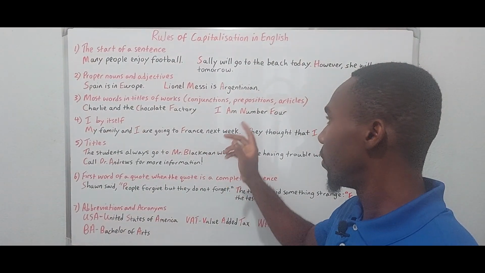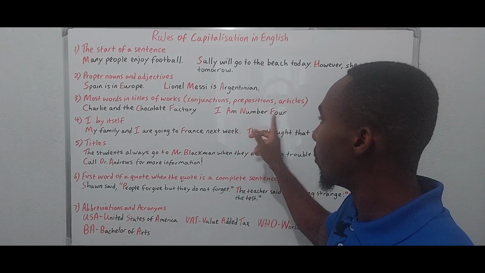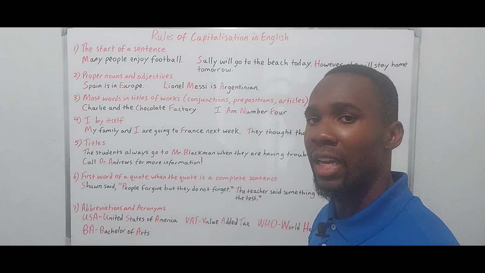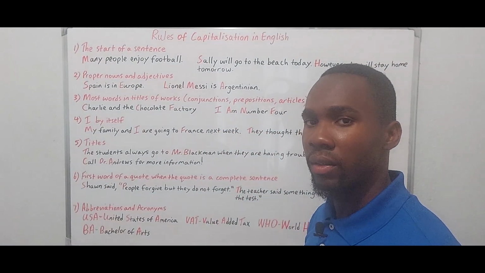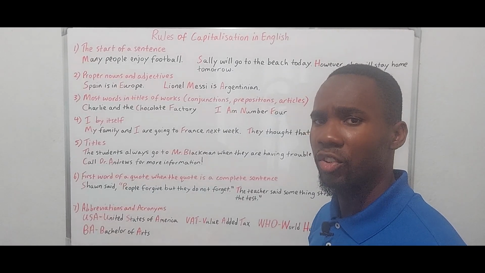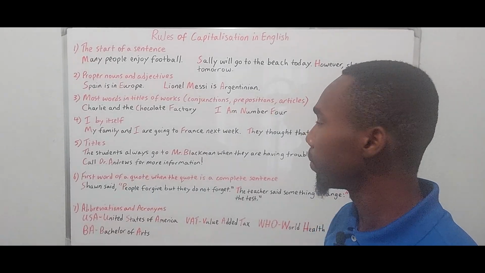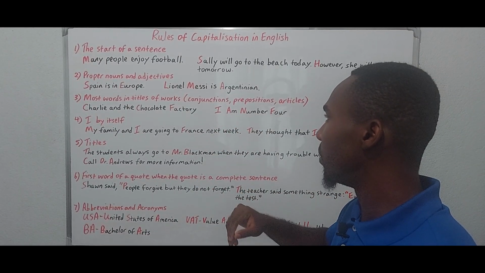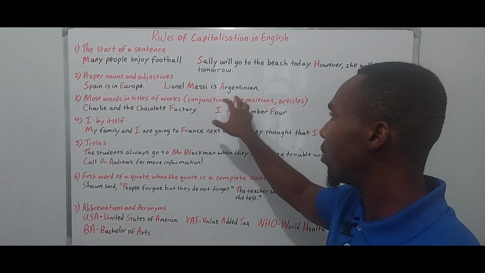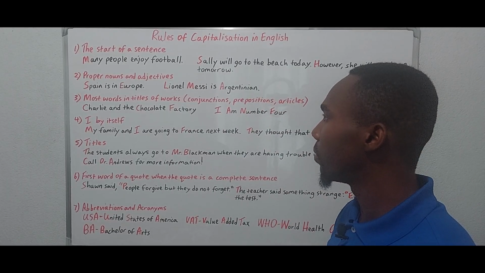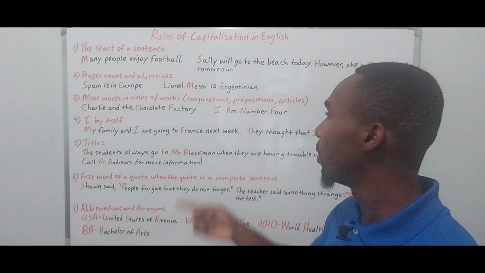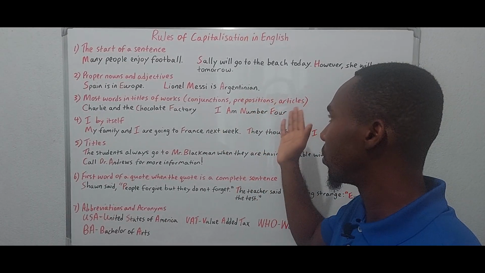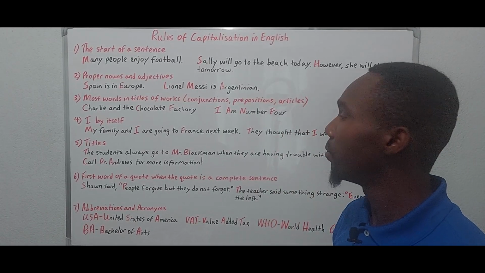Okay? Similarly, I Am Number 4. So this is the name of a movie. Very good movie. It's a science fiction movie. You should check it out, right? So we see everything is capitalized because we do not have any of these elements present. Those elements being conjunctions, prepositions, or articles.